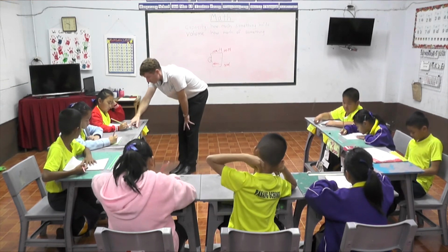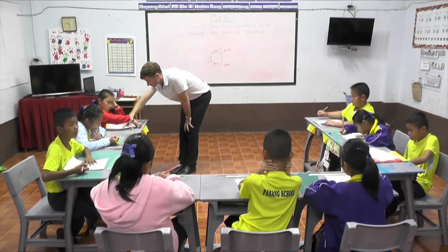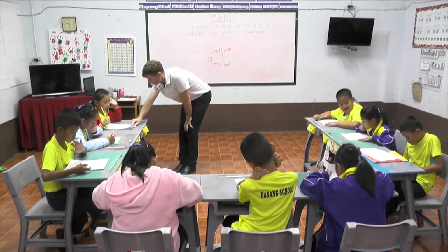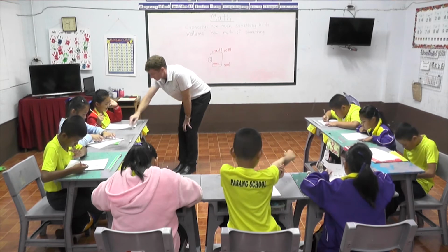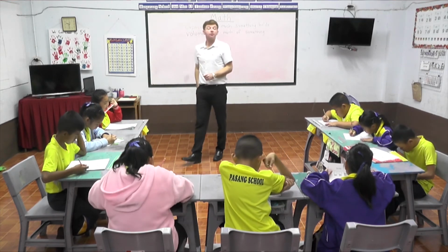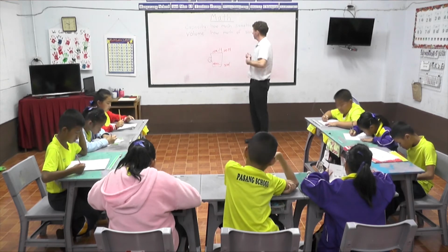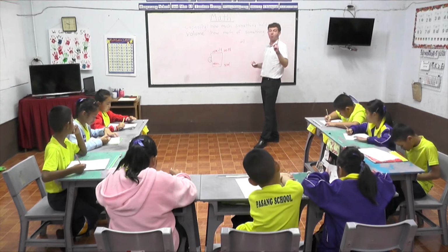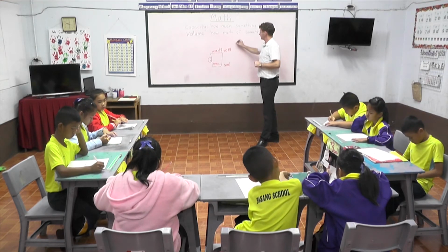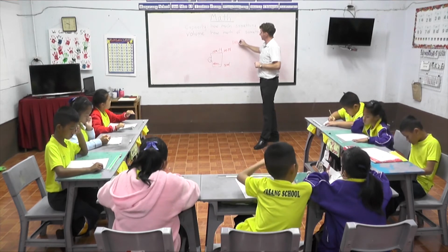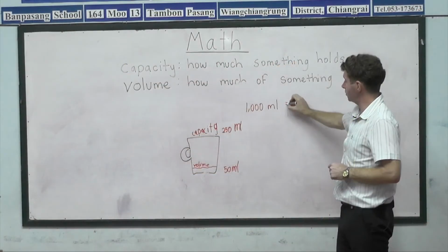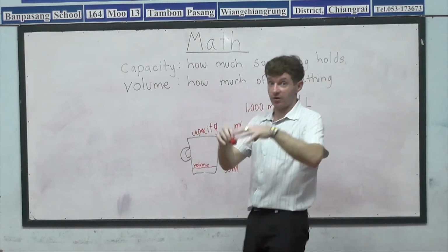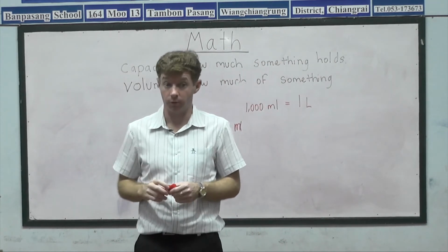For example, the first one is done. Milk holds 1 litre. So you can see the container that has 1 litre, you can match together. But remember, some of the containers are written in milliliters. How many milliliters for 1 litre? 1,000 milliliters equals 1 litre. So you need to make your conversion from litres to milliliters too.